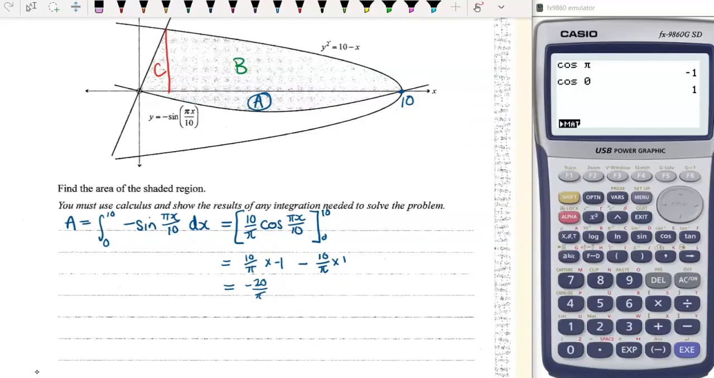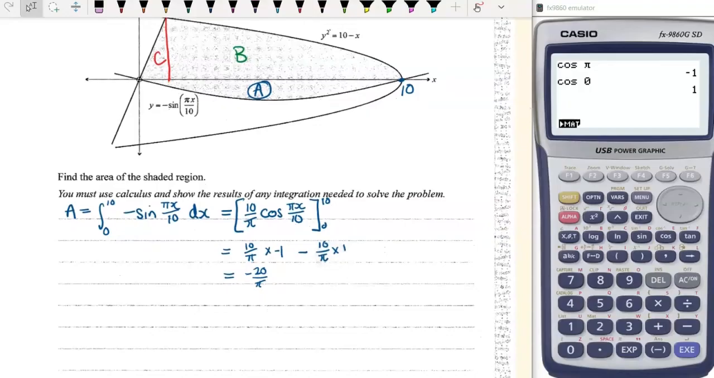Okay, I'm going to do area C next. That's one of the easier ones to do. So we're looking at C here, that triangle.